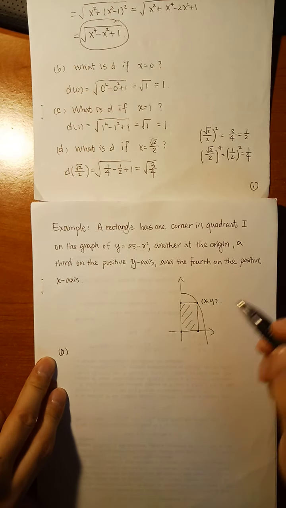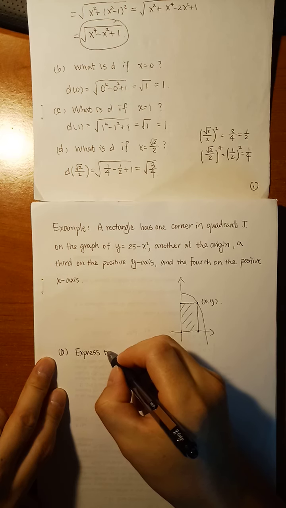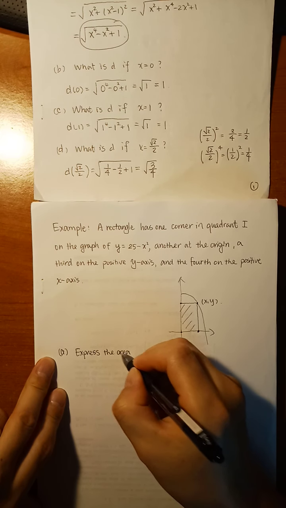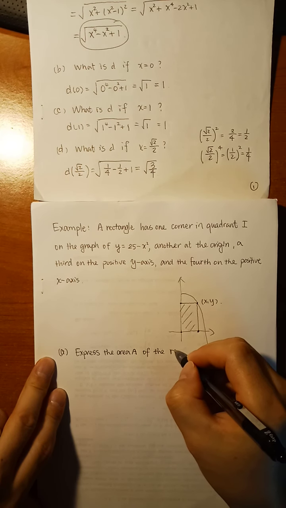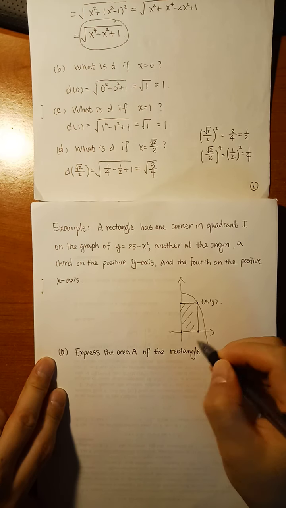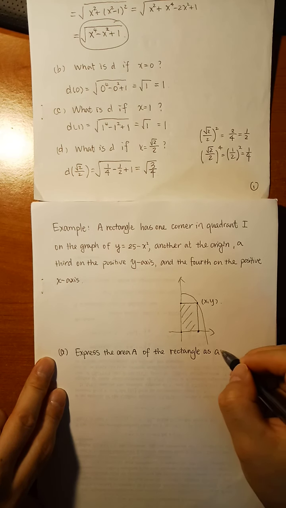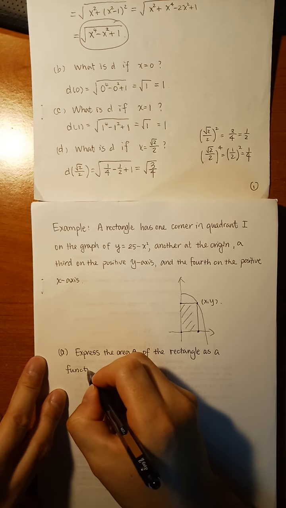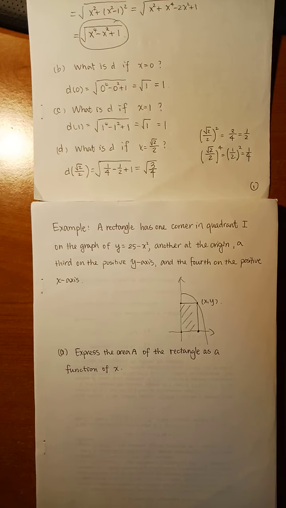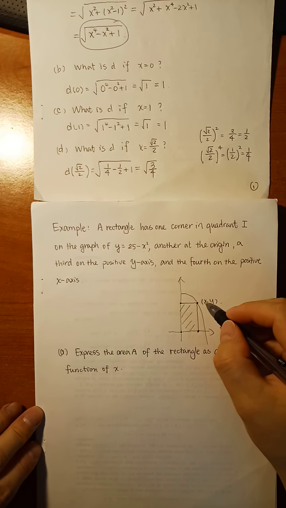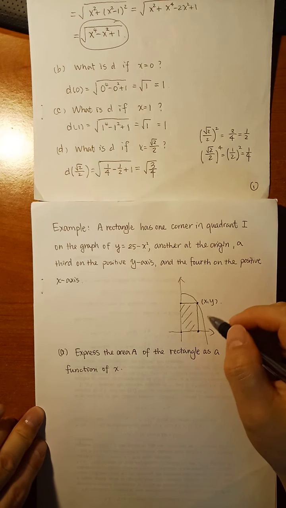Let's talk about part A: express the area A of the rectangle as a function of x. What is x? X is the x coordinate of the point on the graph of the parabola. Okay, so this is x.